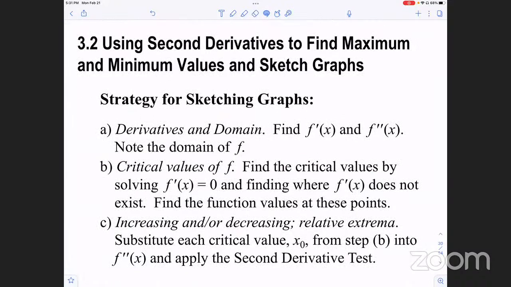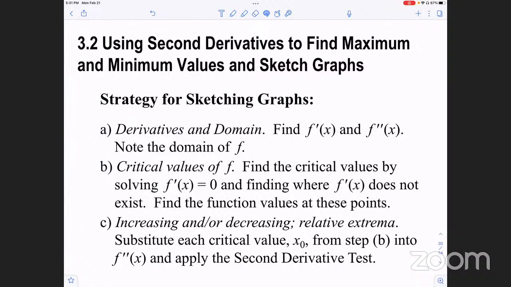Okay, so then here we have an overview of a strategy for sketching graphs. The first suggestion is find the derivatives and domain: find f prime and f double prime, and note the domain of the function. Identify your critical values by solving f prime equal to zero and finding where f prime does not exist. And then find the corresponding y for those critical values. You want to determine whether the function is increasing and or decreasing and identify your relative extrema.